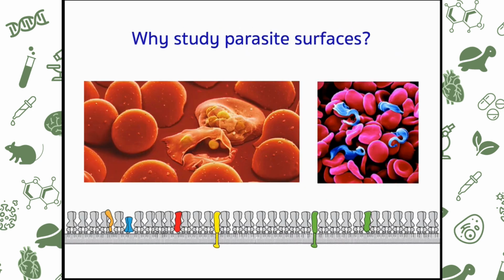So hopefully I've convinced you that studying parasite surfaces is important and fascinating. They do all sorts of cool things. They have all sorts of cunning ways to survive. They teach us new things about the immune system, how complement works, how immune receptors work. And we can also use this information to try to design better vaccines, the vaccines of the future.